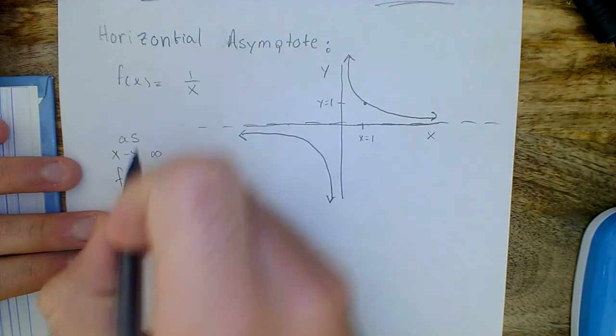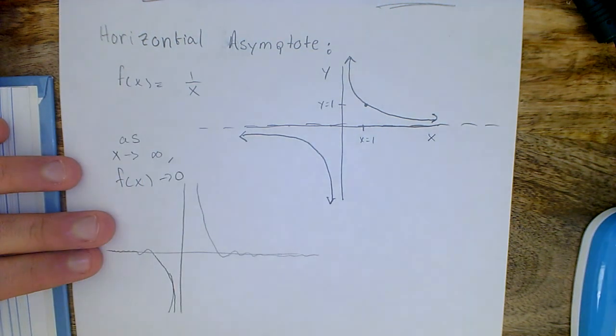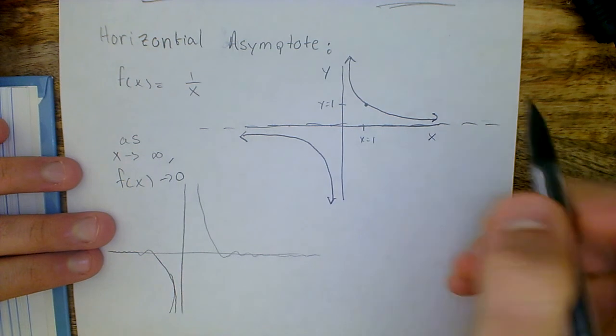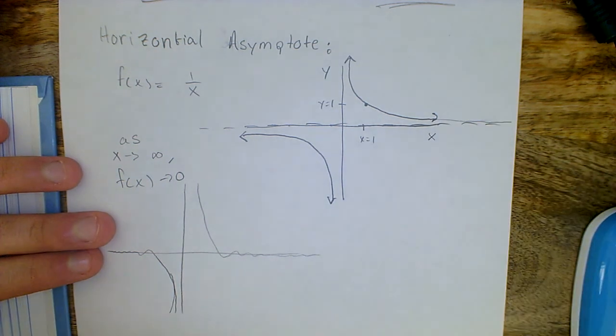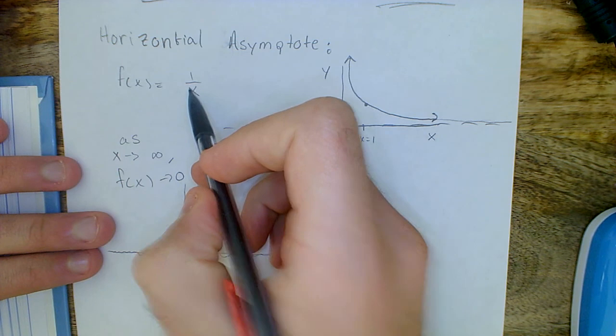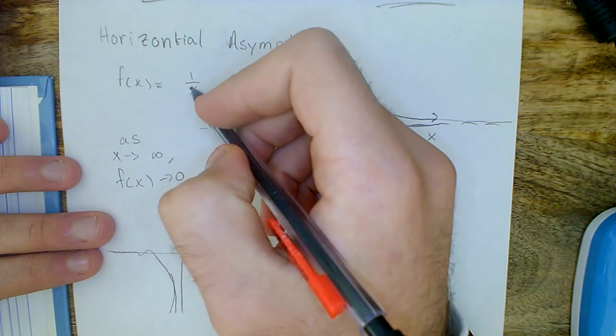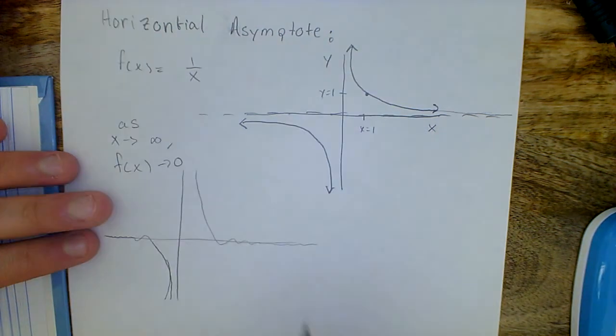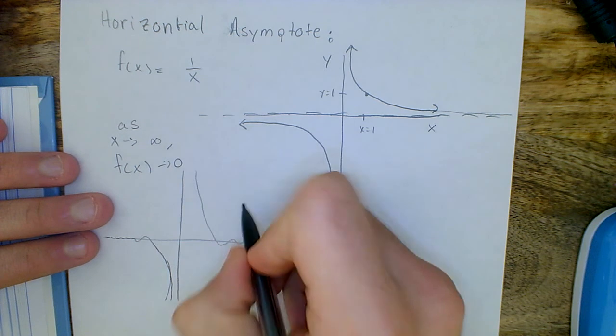As x goes to infinity, f of x goes to 0, right? As x gets really, really large, this number is just going to keep getting smaller and closer to 0. It's never going to be negative, though, because it's never going to cross it, but it's going to get really close to 0. So same thing on this side.